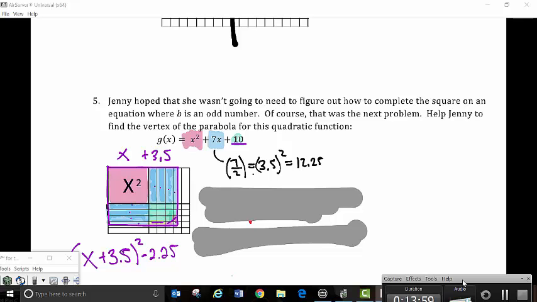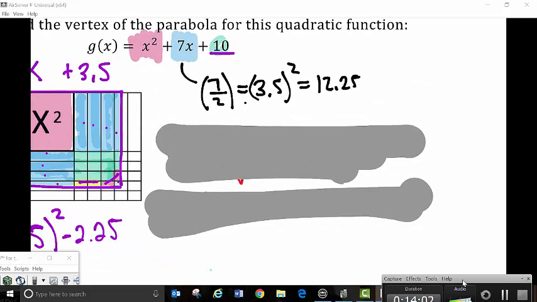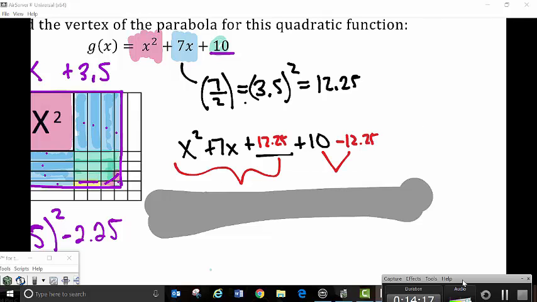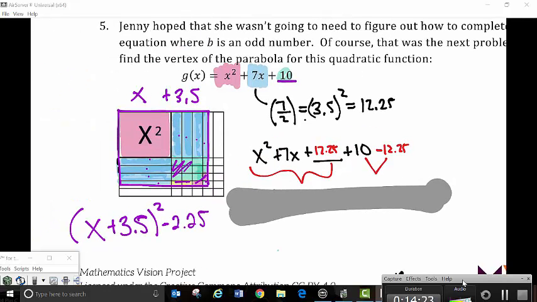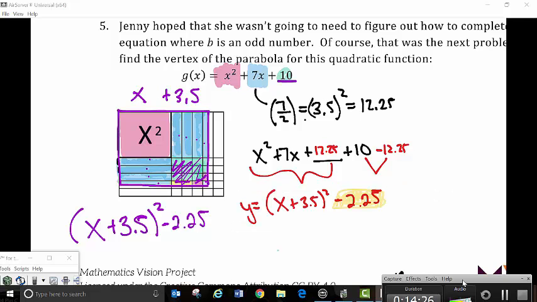Half the middle number squared tells us that this whole corner right here is going to take up 12 1/4 spaces. And then we say, okay, we're going to add 12 1/4 and subtract 12 1/4. Adding 12 1/4 fills in my square, and I can rewrite it as a square, but we only had 10 green ones, and we used up 12 1/4, so we were short negative 2.25. Again, that's showing the picture.